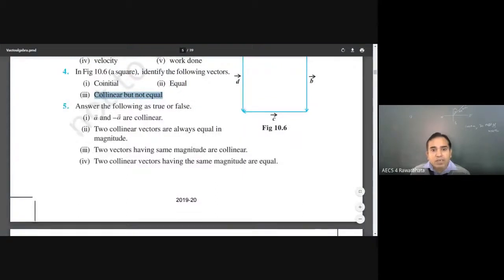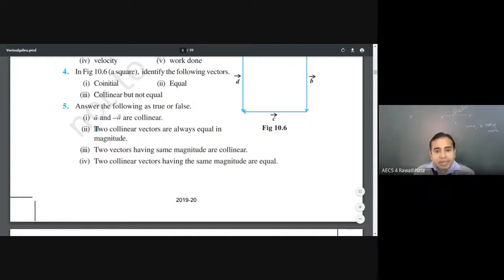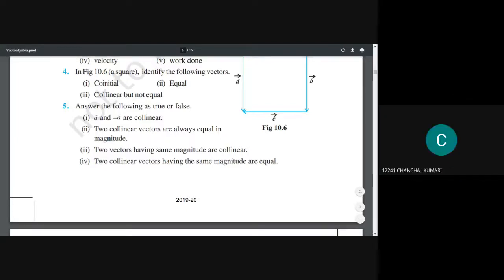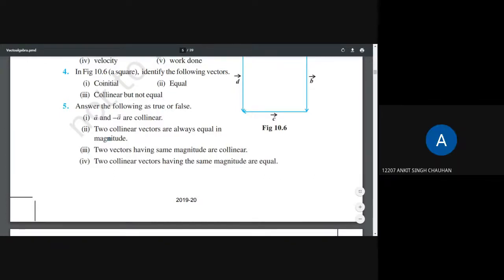Similarly, question 5 is there. Answer the following which is true or false. A and minus A are collinear. True. B. Two collinear vectors are always equal in magnitude. False. Their direction will be same, but magnitudes may differ. Third part is two vectors having same magnitude are collinear. False. Two collinear vectors having same magnitude are equal. False. Their direction may be opposite.